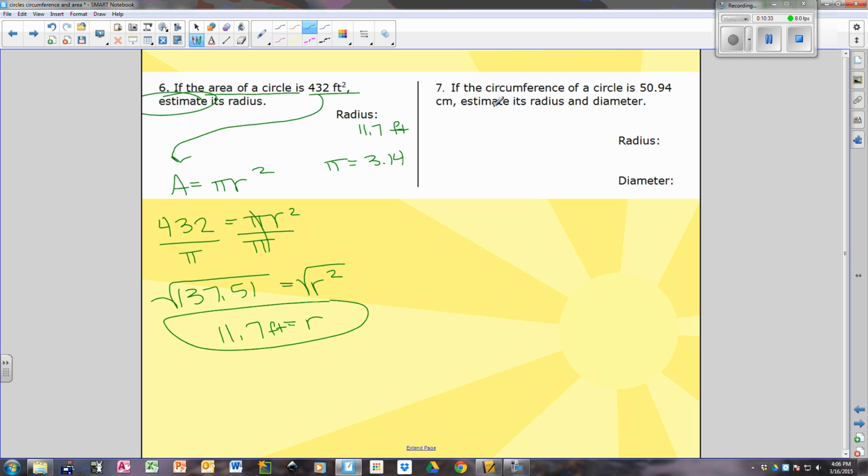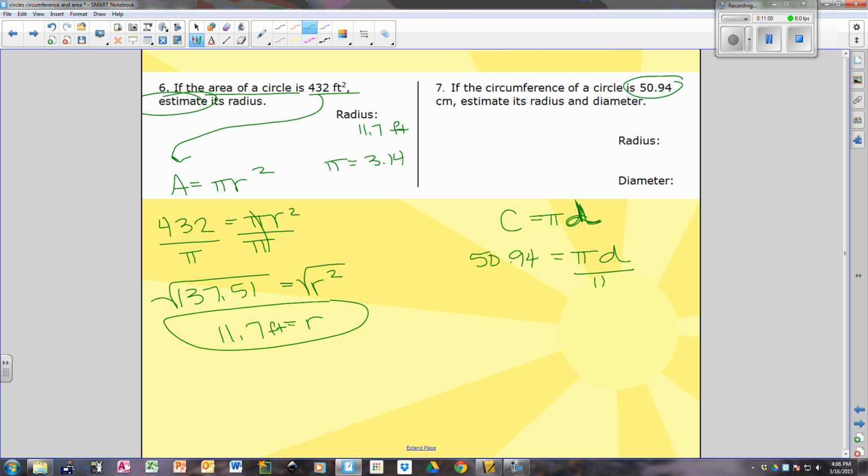Now this one says if the circumference is 50.94. For circumference I'm going to use pi d, because that one is easier. That is a d even though it doesn't look like it. So if the circumference is 50.94, then I'm going to replace the c with 50.94. So circumference is pi times diameter.